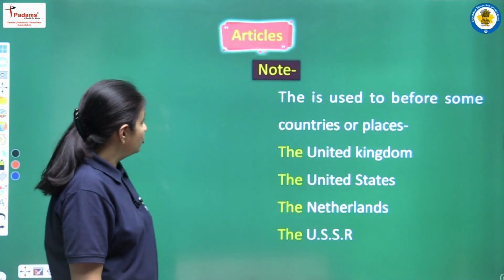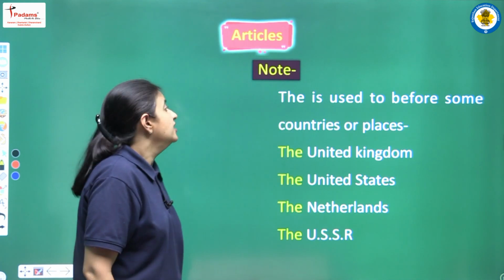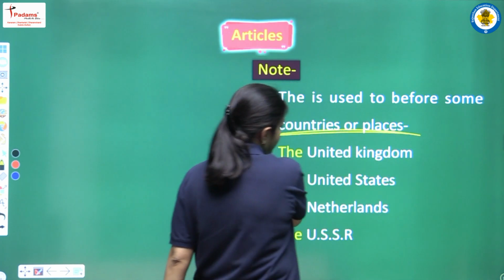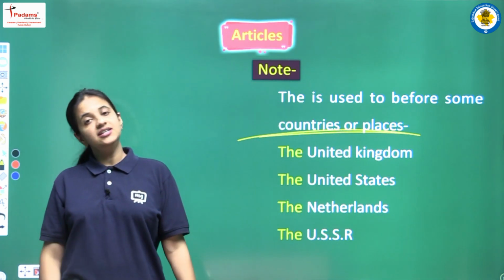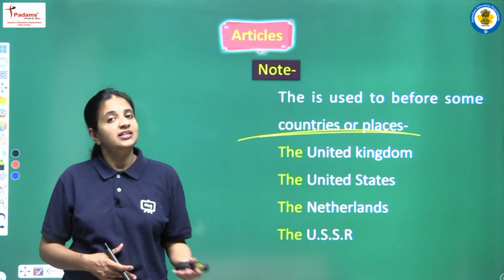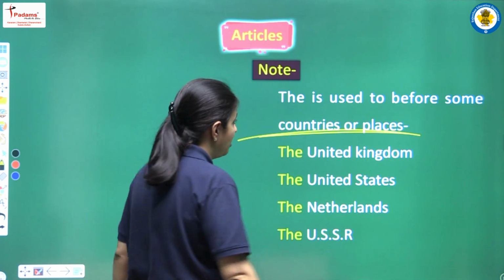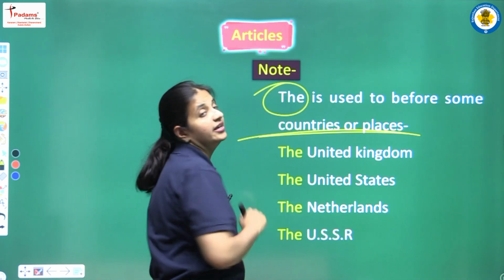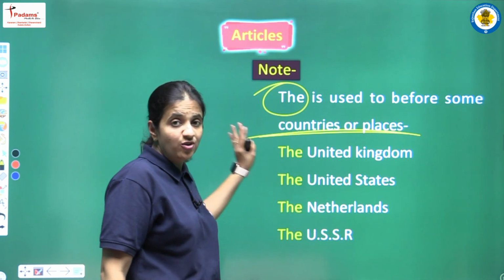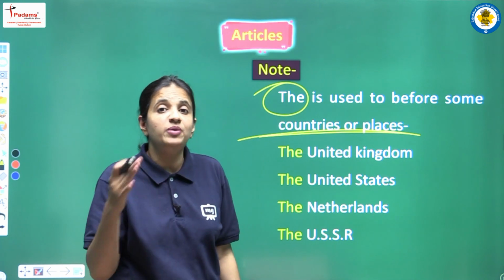Okay, moving on, we are having a very important point here. Let's see, the is used before some countries or places. In the previous point we discussed that if we are having a proper noun, any place name, then we don't use any article. But according to this point, the article the is used before some countries. So let's try to understand when we have to use the as an article before a place name.